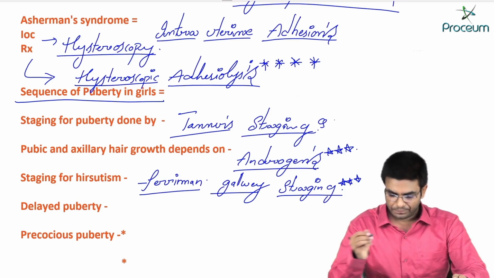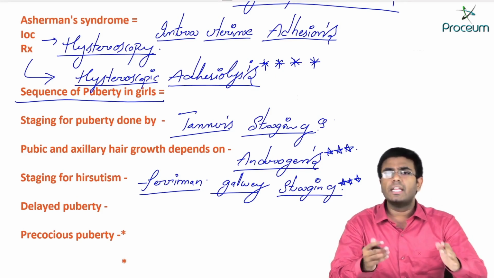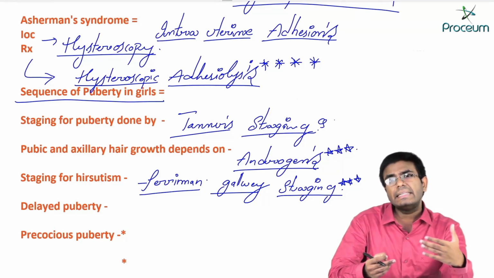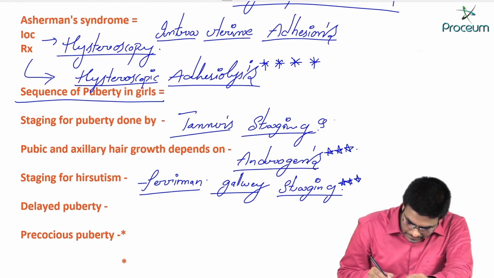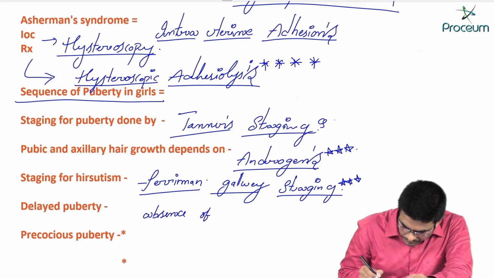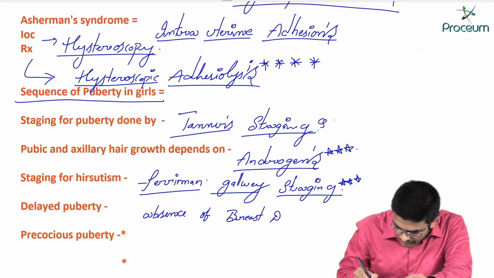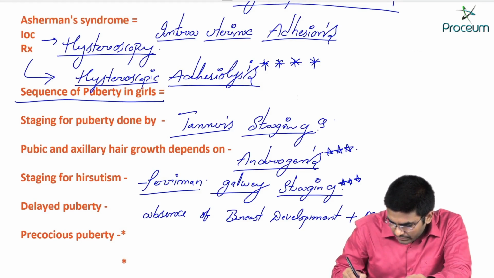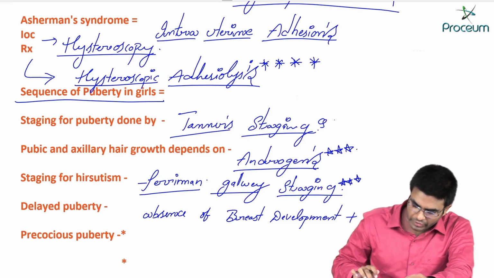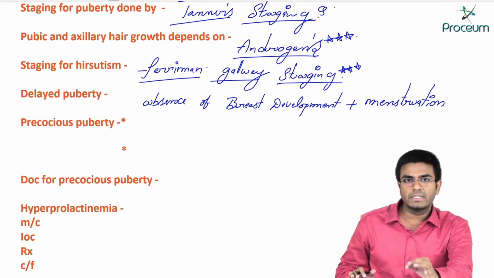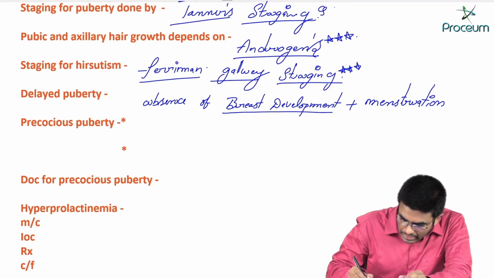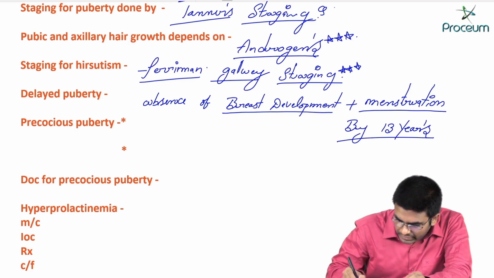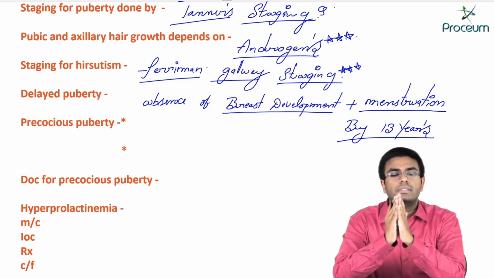Okay, guys? Now, delayed puberty. What does it mean by delayed puberty? The name itself says that puberty is delayed. But according to the definition, when will we say that the puberty is getting delayed? Delayed puberty is absence of breast development plus menstruation. Both are absent. Absence of breast development and menstruation by 13 years. So if by 13 years she is not having her breast development and menstruation, that is delayed puberty.